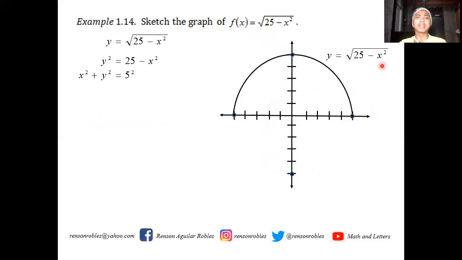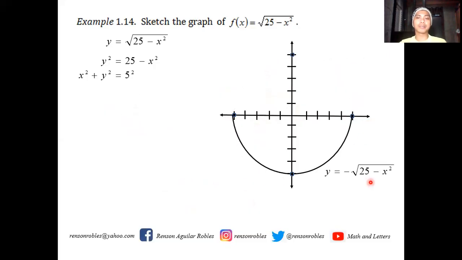Then again, by the vertical line test, we will notice that this function y equals the square root of 25 minus x squared is really a function. By the way, the domain of this function is the interval -5 to 5, and the range is from 0 to 5. Okay. And then what about the semicircle below the x-axis?